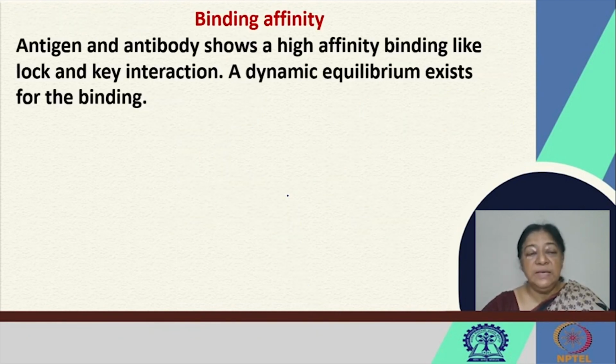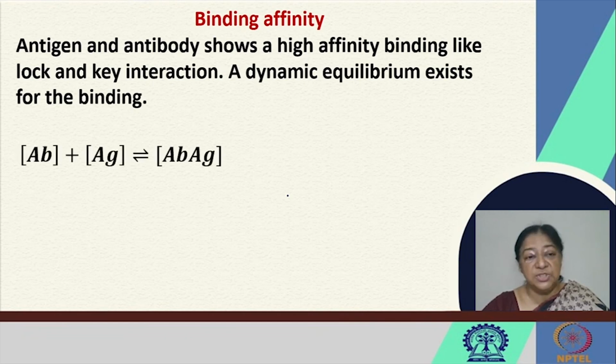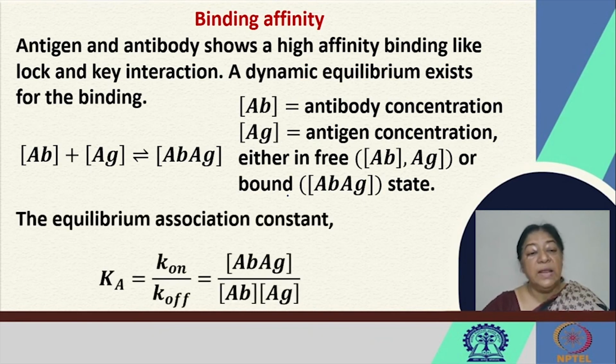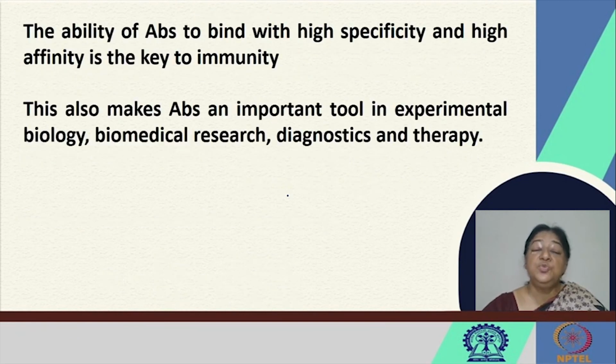There is going to be a movement of these chains for a facilitated protein-protein interaction. If we look at the binding affinity, antigens and antibodies show very high binding affinity, like a lock and key interaction. And we have a dynamic equilibrium, similar to what we saw in protein-ligand binding. Here we have an antibody-antigen interaction. Again, we can have an equilibrium association constant, from the ratio of K on and K off, from which we can understand the specificity and the affinity, and this makes it an important tool in experimental biological research, for diagnostics and therapy.